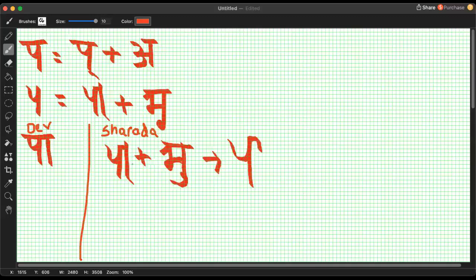If you see the difference between Devanagari and Sharada, in Devanagari you write a full vertical line. In Sharada you just keep it on the top, very small, on the first half of the alphabet. It will not extend below that. Next, I will write Devanagari pi.